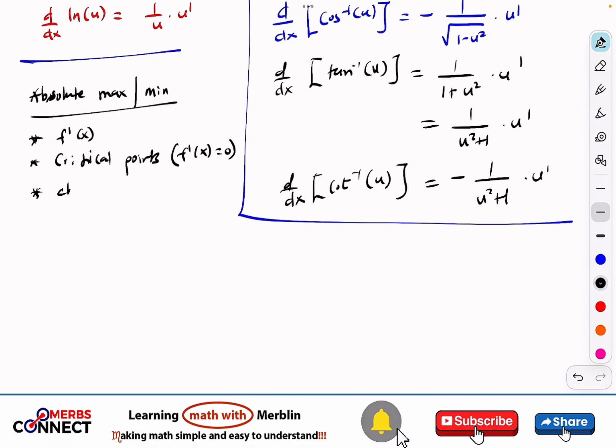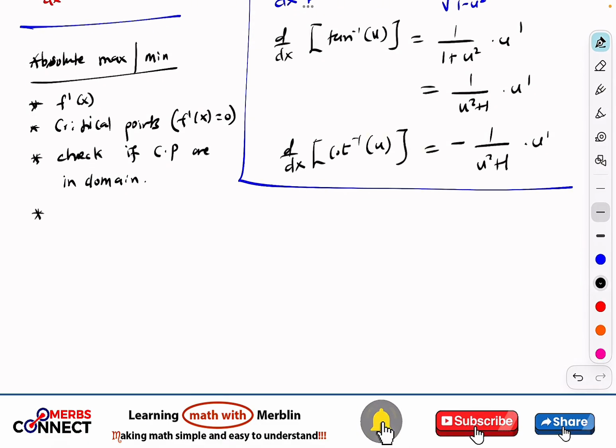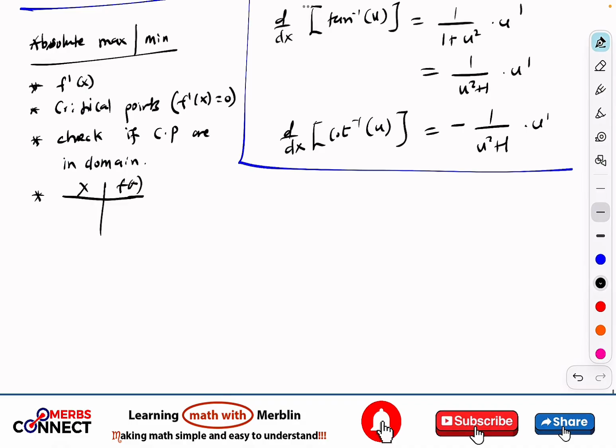Now check if the critical points, CP is the critical point, are in the domain. It's very, very important here, in the domain. If it is not in the domain, you cannot use it. Then as soon as you get the critical point in the domain, it means that you are going to use this table here and then use it to do it. So that is absolute maximum and minimum.